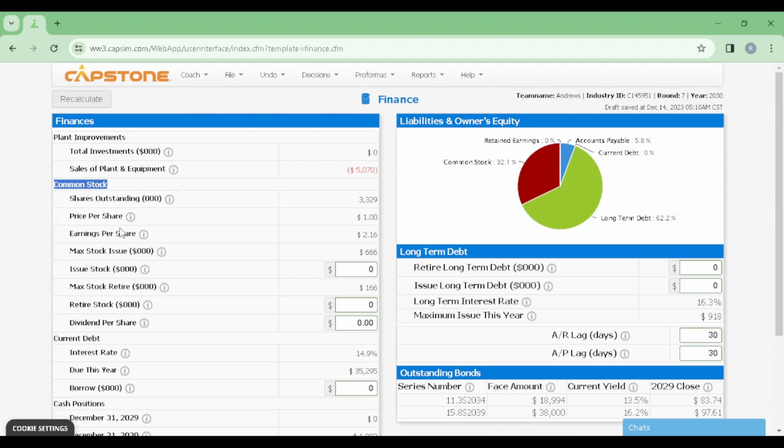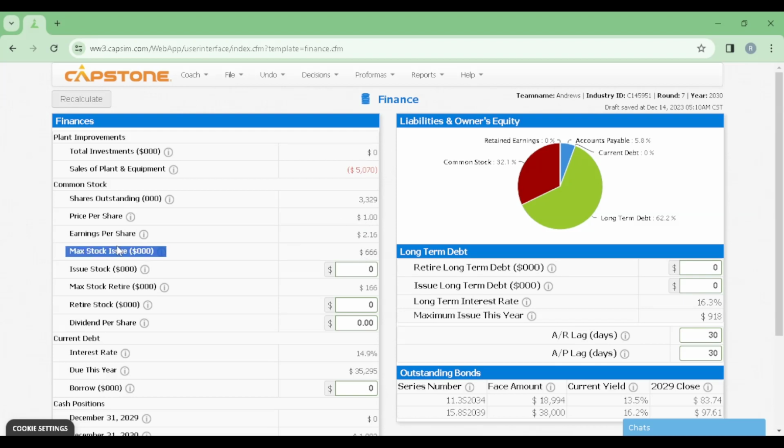Under the common stock, we have the shares outstanding. At the moment, you have shares outstanding of 3,329. Remember, the values are in K, so it simply means 3,329,000. Then you also have price per share. It's $1, so we are selling one share at $1. And then you have the earnings per share, whereby you have earnings of 2.16. When making finance decisions, make sure that your earnings per share is always moving up, or moving to the positive side. Then we have the maximum stock issue.